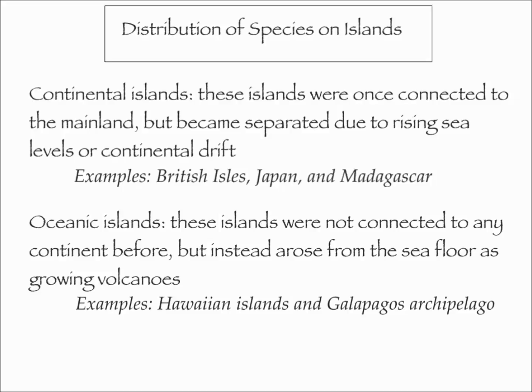There are two types of islands, continental and oceanic islands. First, let's talk about continental islands. These islands were once connected to the mainland, but became separated due to rising sea levels or continental drift. The British Isles, Japan, and Madagascar are a few examples. For example, Madagascar is considered a continental island because it used to be connected to Africa 160 million years ago.